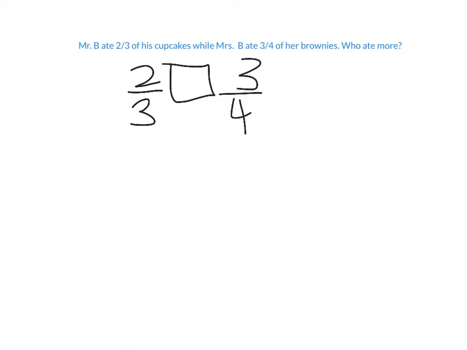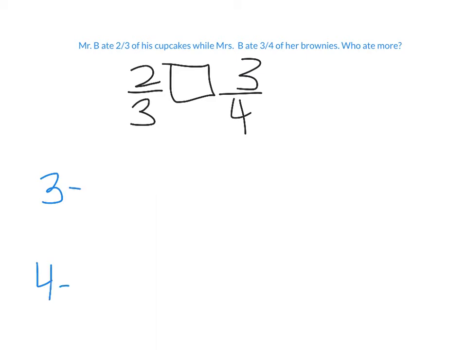But if we notice, they have unlike denominators. So we can't compare them because they are cut up into different parts. This is a group of 3 and I only ate 2 of that group, and this is a group of 4 and she ate 3 of that group. So what I need to do is use my least common multiple, which we worked on last week, and I need to find it for my denominators, so my 3 and my 4.